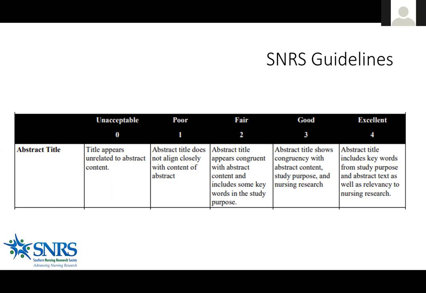If you could show why this might impact human health or have another impact on clinical outcomes or whatever your research study is. An unacceptable abstract title would be unrelated to the abstract content. And so you just want to make sure that whatever your title is, that's not just compelling, but aligns closely with your study purpose.